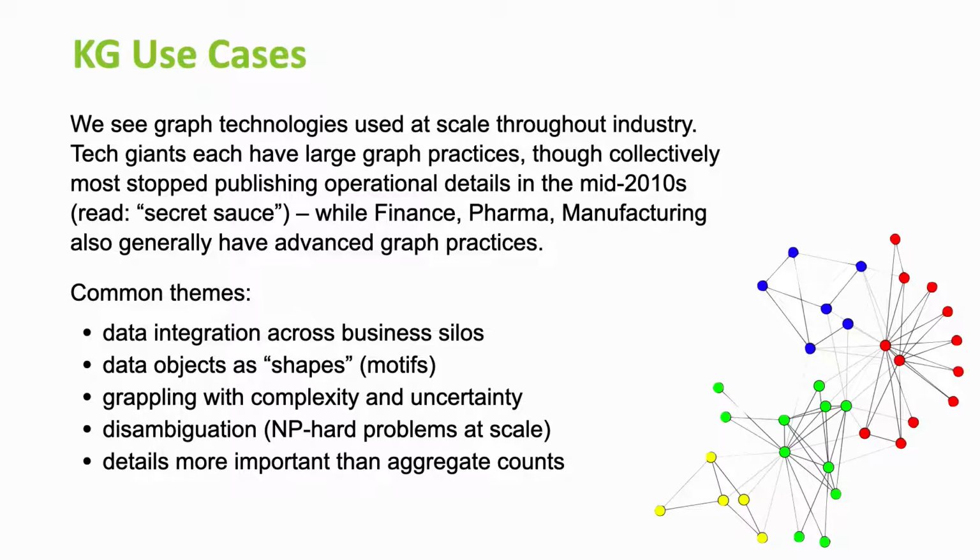The common themes that we see have to do with data integration across business silos, motif mining, understanding data objects as shapes or topologies, geometries, grappling with complexity and uncertainty, working on disambiguation problems, working on eliminating cycles in data, and also being able to drill down to details, which are critical, more important than just receiving a bunch of aggregate counts that you would typically get out of a lot of BI tools.